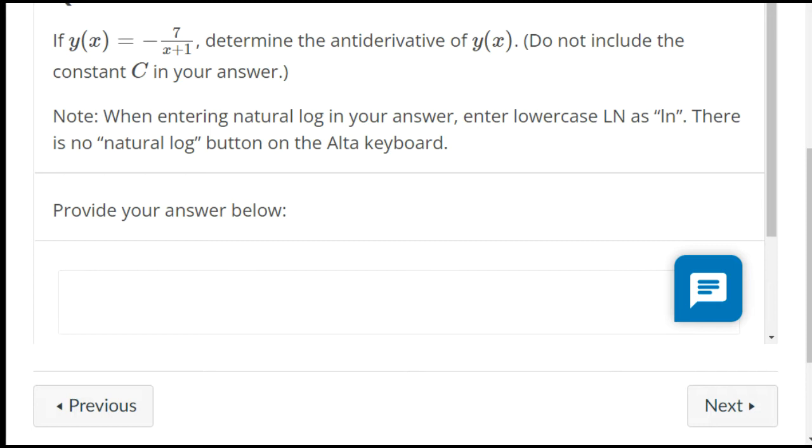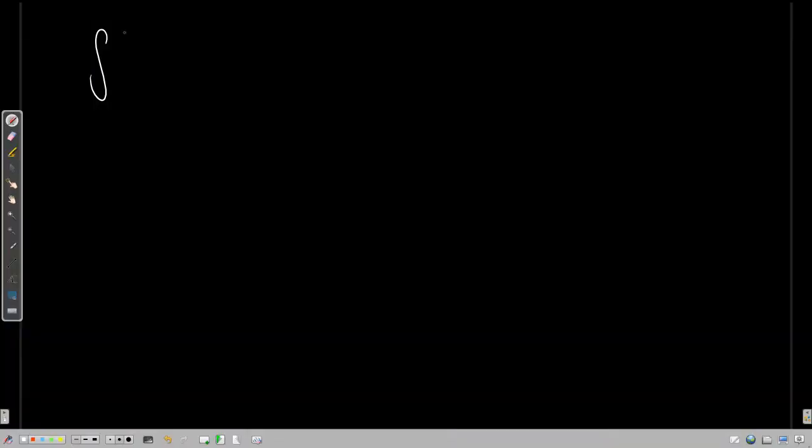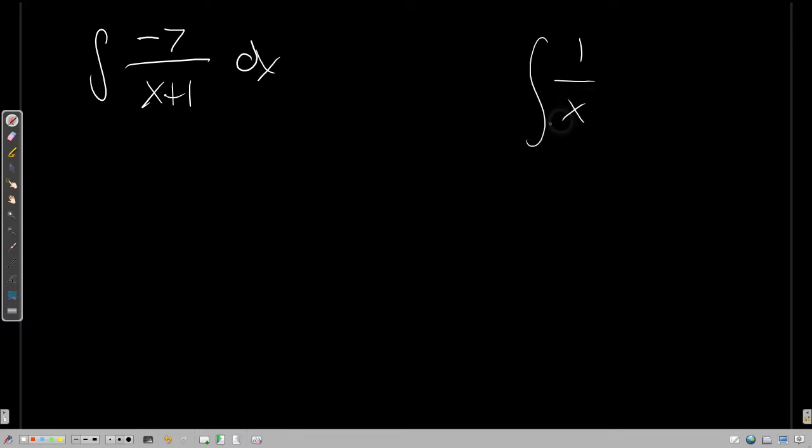Okay, well, here's one where we couldn't do what I just did in that last problem. You really would want to make a substitution in this one. And now I see what they were talking about with the substitution in the previous one. So here we want the antiderivative of minus 7 over x plus 1. But you don't really know the antiderivative of something over x plus 1. You only know the antiderivative of 1 over x.